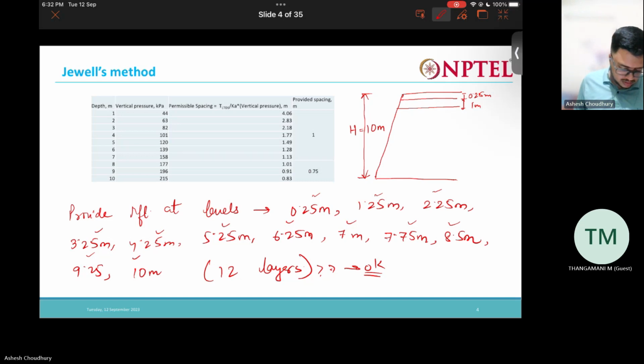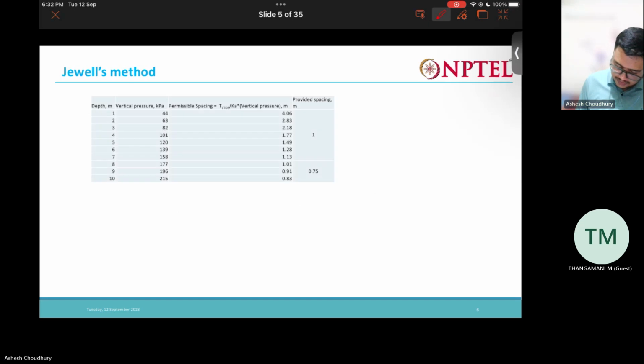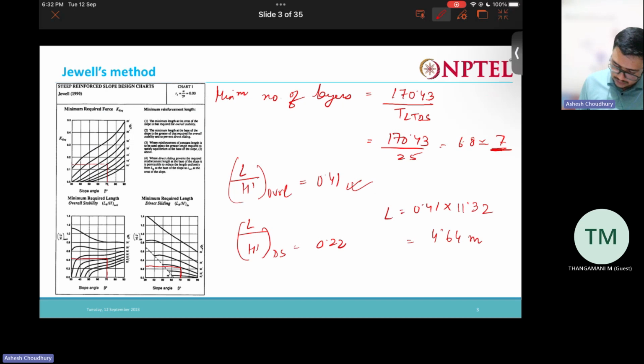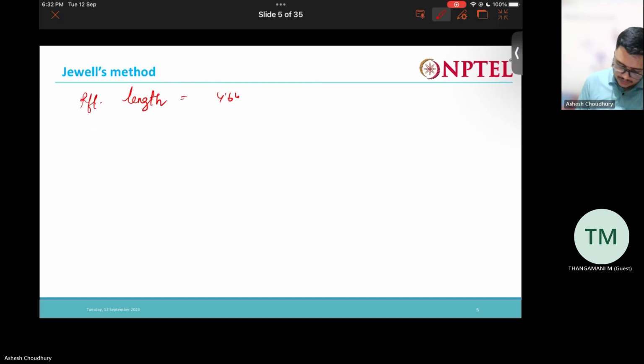Now, we have determined the reinforcement levels, and the reinforcement length is, what is the reinforcement length? Length 4.64 meters. All right. Now let us check for base sliding.